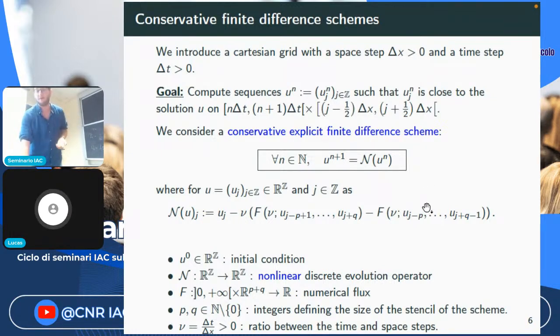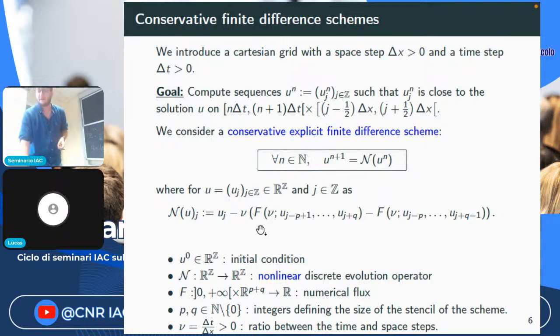For a conservative finite difference scheme, this operator n has the following expression, where you can see a discrete version of the derivative that appears in your conservation law. There are a lot of parameters that appear here. You don't need to remember all of them. I just want to point out some things.